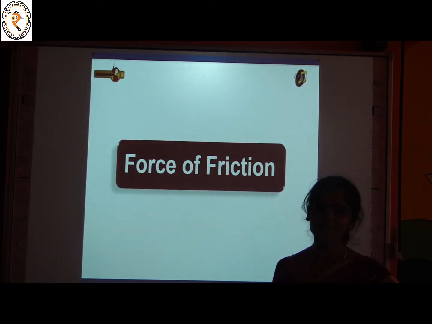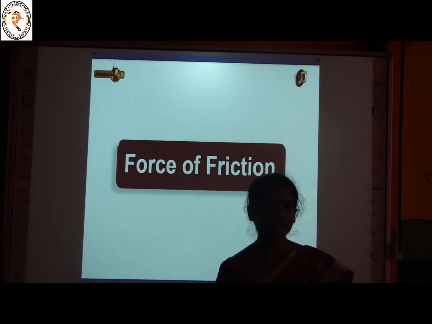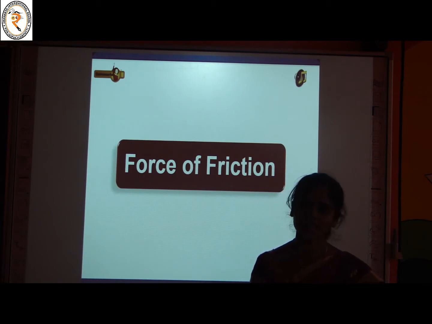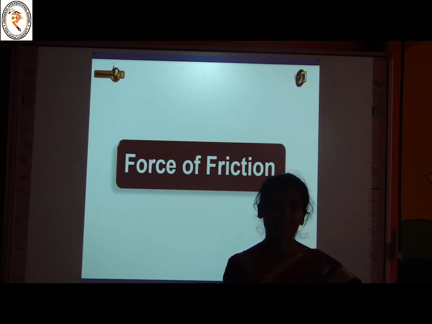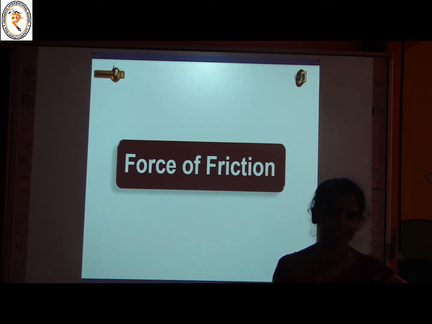Today's class we will see one interesting topic in physics for grade 8. Before going to the lesson, we will do one activity related to the topic. Keep your hands like this and rub your hands very fast. Rub your hands like this. What can you feel? We can feel the heat now.